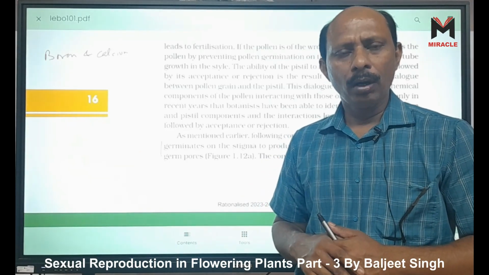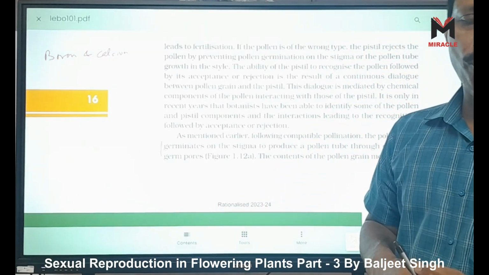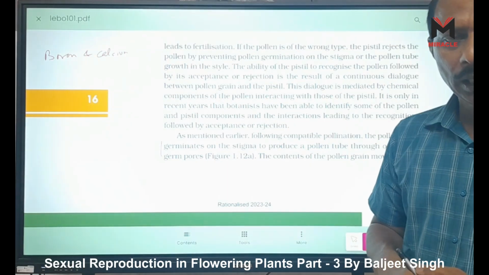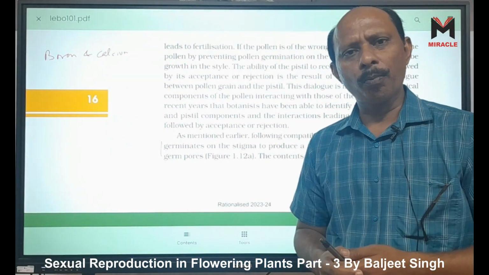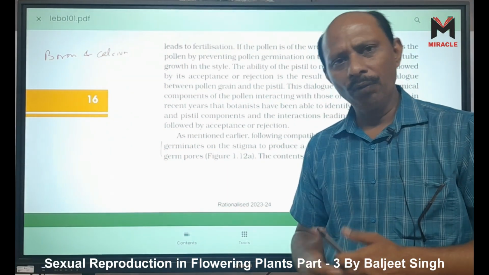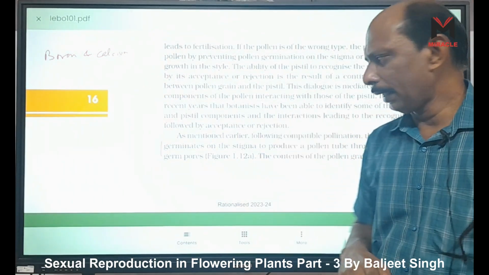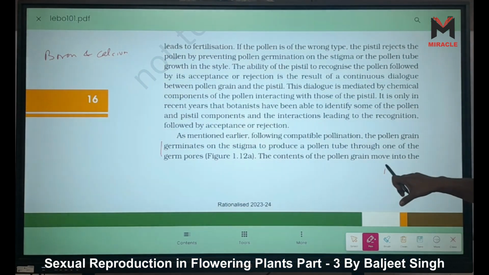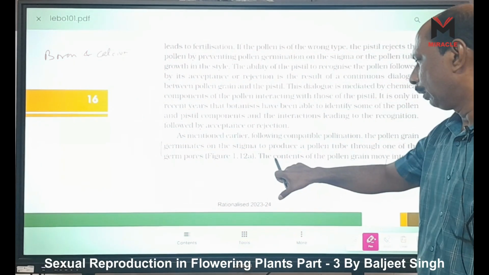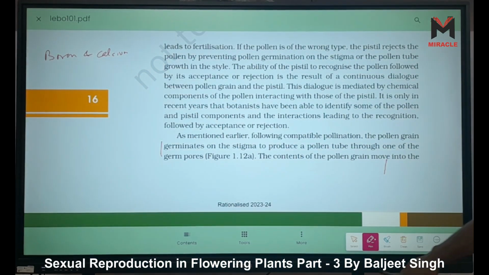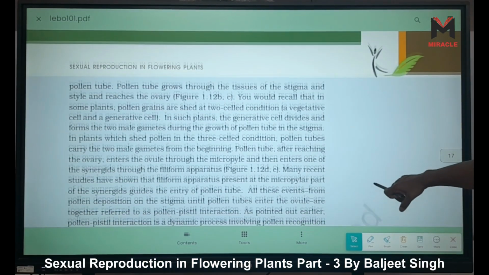in monocots and Gamopetalae, mostly more than one pollen tube is germinated, right? If more than one pollen tube is germinated, it is called polysiphonous. And if only one pollen tube is germinated, it is called monosiphonous. Siphon means what? Tube, right? The content of the pollen grain moves into the pollen tube.